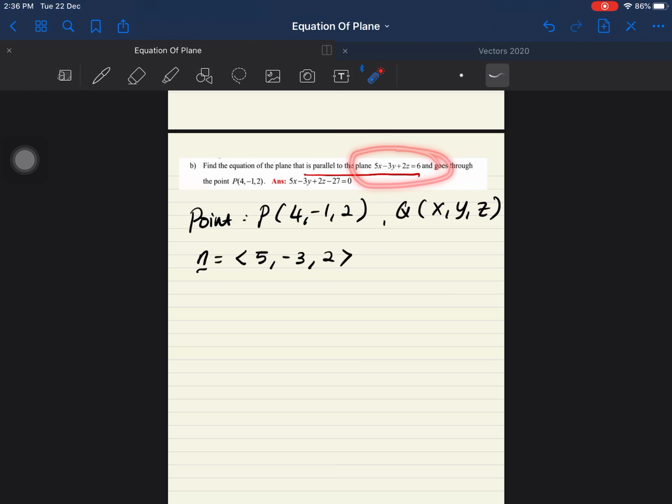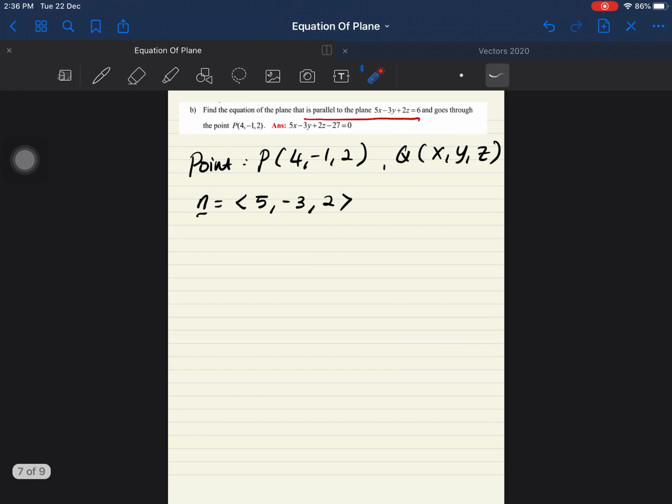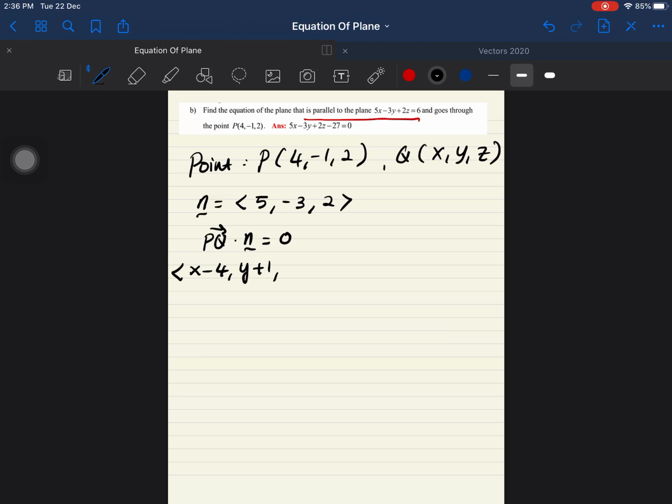You kena tahu when you have an equation of the plane, so A, B, C, this is your normal vector. Okay, so therefore PQ dot N is equals to 0. So you will have (x minus 4, y plus 1, z minus 2) dot with (5, negative 3, 2) is equals to 0.